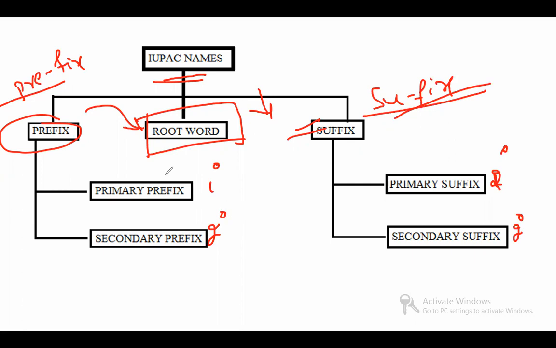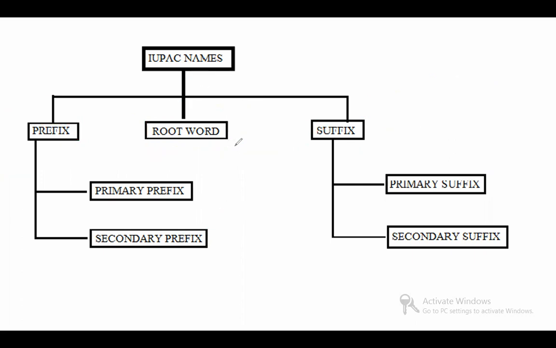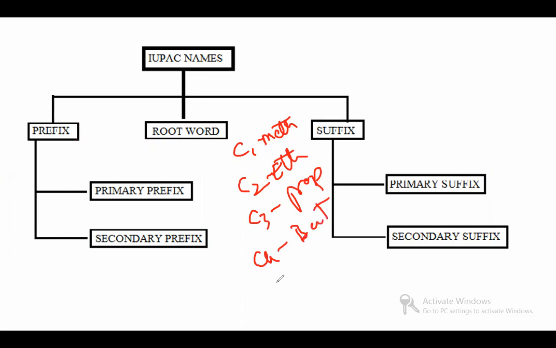The root word represents the carbon number, and the root word is always the same. If the carbon number is 1, the root word is meth. Carbon number 2, the root word is eth. Three carbons, the root word is prop. Carbon number 4, the root word is but. Carbon number 5, the root word is pent, and so on. The root word does not change; it is always fixed.